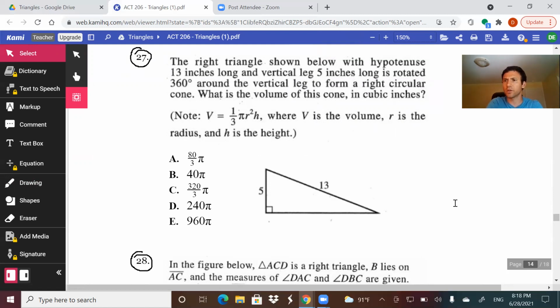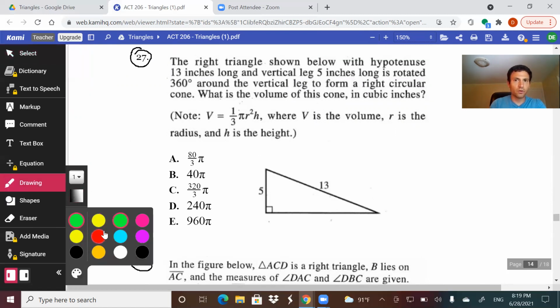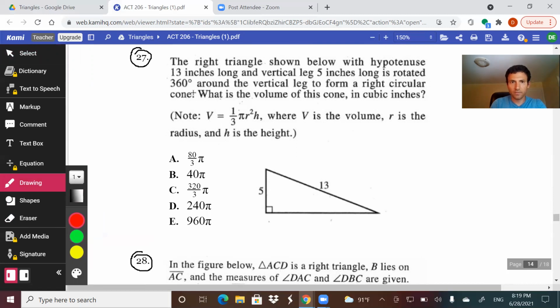So I'll give you a moment to pause the video and try it. Obviously, as always, I'll just continue. So this right triangle shown below with a hypotenuse of 13 and a vertical leg of 5 is rotated 360 degrees around the vertical leg to form a right circular cone. So you're going to want to think about what that means. And it wants to know, what is the volume of the cone?